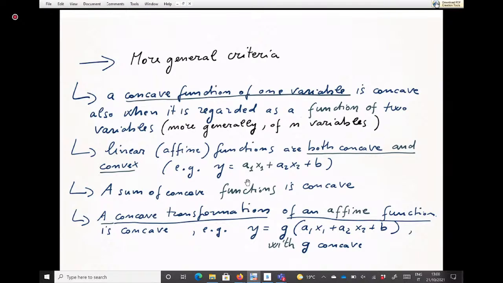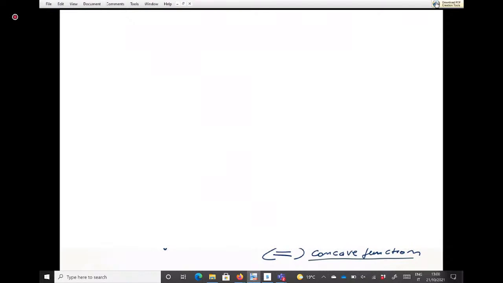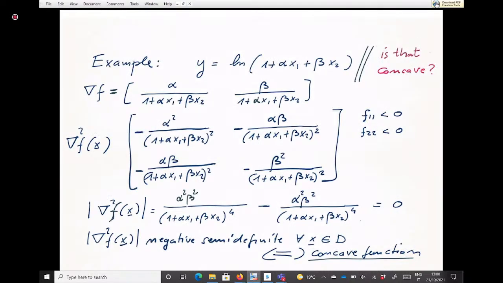Remember that you can reverse all of these statements. The sum of convex functions is convex. A convex transformation of an affine function is convex, okay? A convex function of one variable is convex also when regarded as a function of two variables or n variables. So you can reverse all of them. Look at this example.